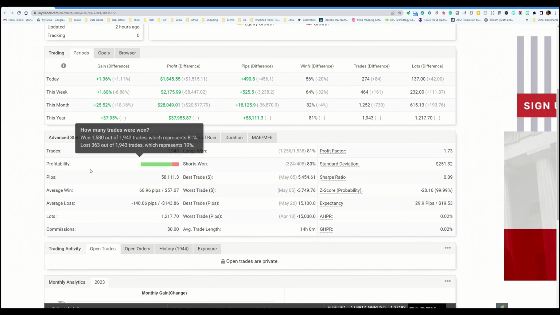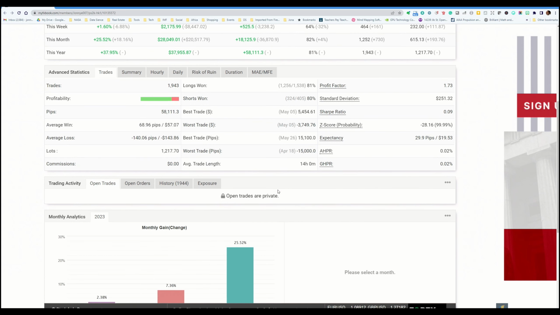You have some more numbers. Total trades since April is 1,900. Long trades won 81%, and short trades won 80%. So overall, as you can see right here, it's 81 percent win rate overall since April. So that's pretty good. Profit factor 1.73, that's pretty good as well. Yeah, so all the numbers are right here.